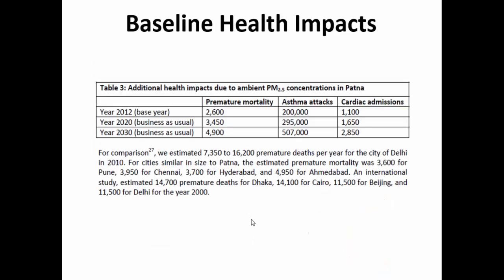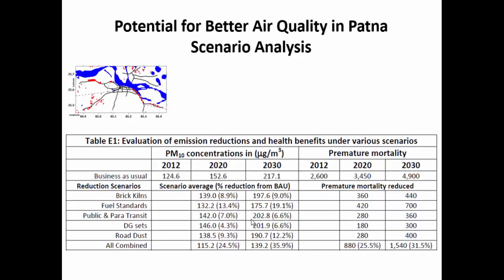Using the Global Burden of Disease assessment methodology, we've done the health impact assessment for the base year and for the projected years. For 2012, we have 2,600 premature deaths, and under the business as usual scenario for 2030, it would go up to 4,900. We looked at 6 different scenarios for brick kilns, introducing zigzag technology in the brick kilns, and also including relocation of some of these clusters here.